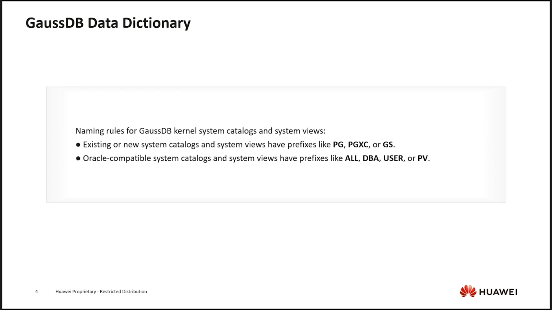Here are naming rules for GaussDB system catalogs and system views. Existing or new system catalogs and system views have prefixes like PG, PGXC, or GS. And Oracle-compatible system catalogs and system views have prefixes like ALL, DATABASE, USER, or PV.